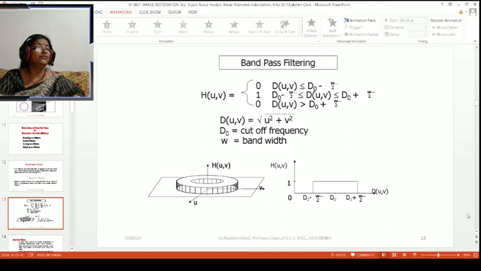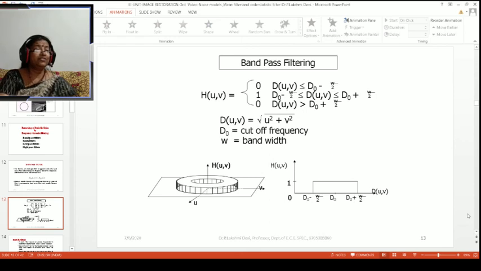H of UV is equal to 0 if D of UV is less than or equal to D naught minus W by 2, and it's also 0 if D of UV is greater than D naught plus W by 2. But it allows to pass through whenever D of UV lies in between D naught minus W by 2 and D naught plus W by 2. In this way we are defining the band pass filter transfer function H of UV. Here D of UV is equal to the square root of U square plus V square. As usual, D naught is the cutoff frequency and W is the bandwidth.